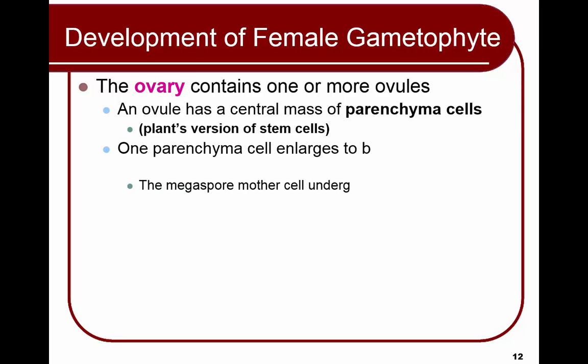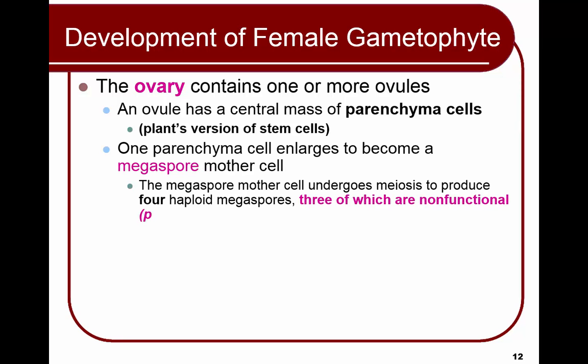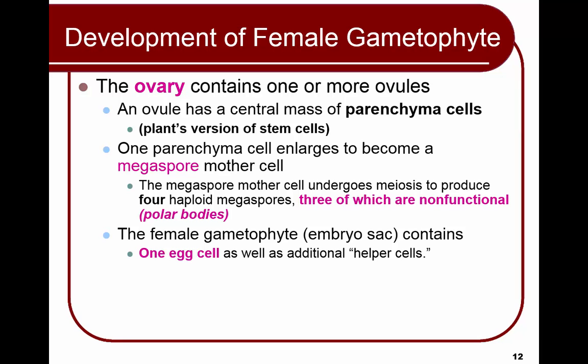One parenchyma cell enlarges and it becomes the megaspore mother cell. And that goes through meiosis and makes 4 haploid megaspores. 3 of these are non-functional. They're polar bodies. And the female gametophyte contains 1 egg cell as well as additional helper cells.